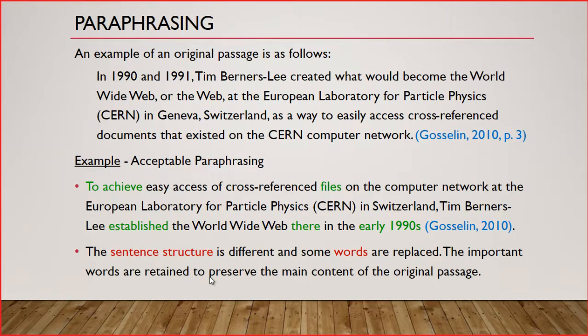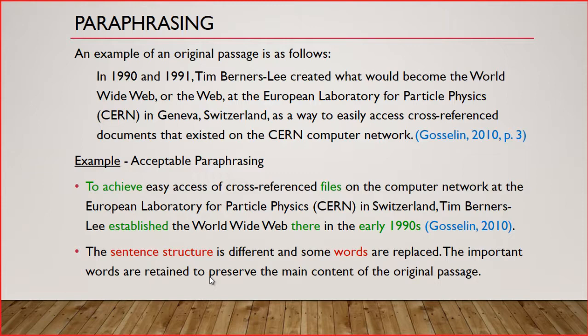You will notice that it's not just some words that are replaced, even the sentence structure is different. Here we start off with "to achieve easy access of cross-reference," but in the original passage, easy access is at the end. This one is at the beginning. So this is how you paraphrase. First, you look into the words and replace some of them. Secondly, you may also have to change the sentence structure accordingly.